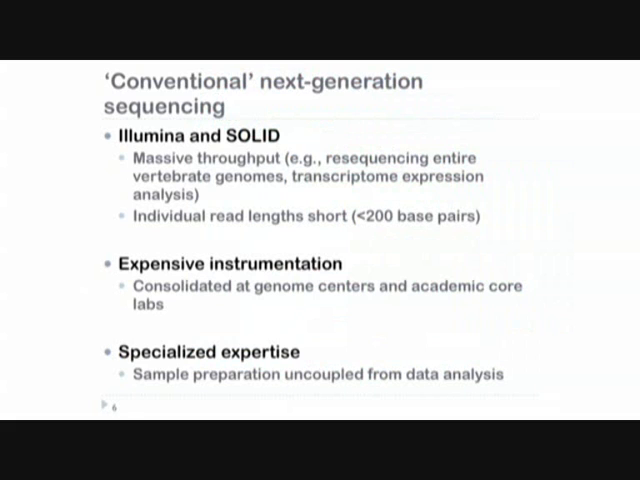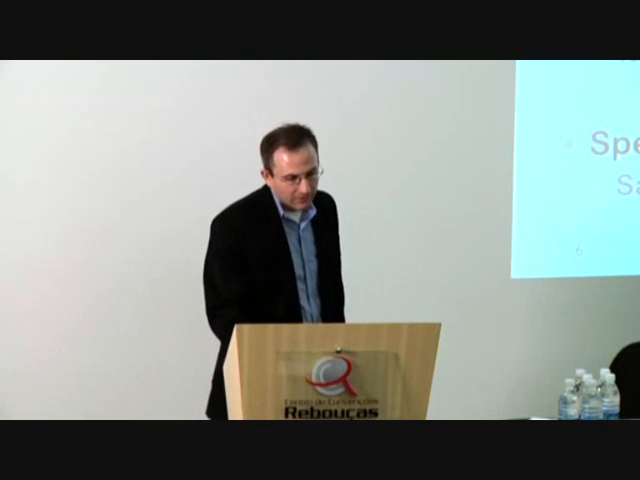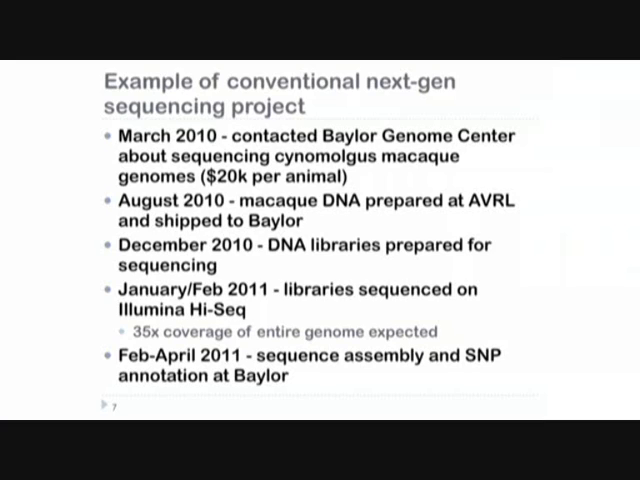Again, these technologies are characterized by massive throughput, and the ones that generate the highest throughput, Illumina and Solid, generate very short read lengths per individual read, generally less than about 200 base pairs per sequence. These are expensive instruments. They tend to be consolidated at genome centers and academic core labs, and they require a high degree of specialized expertise in terms of preparing the samples, generating the sequence, and then analyzing the data. And Shelby talked earlier about the project that we've been doing with Baylor's Genome Center to sequence 2 macaque genomes by Illumina.